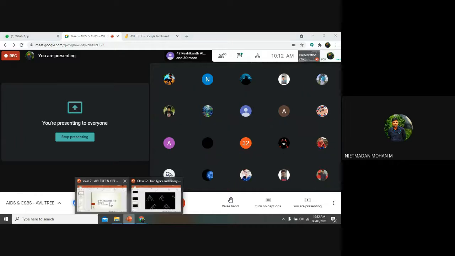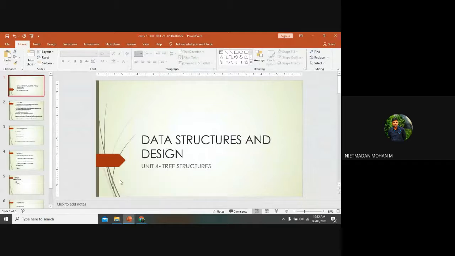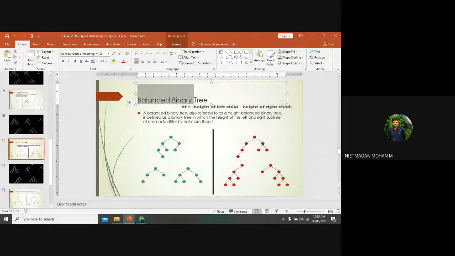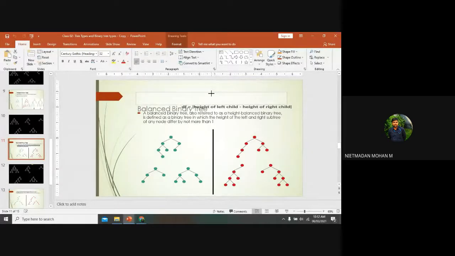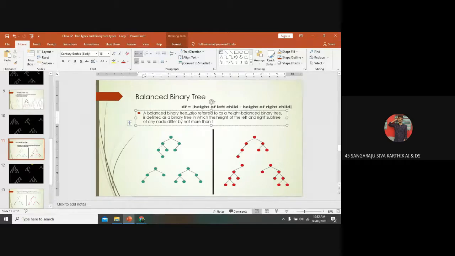Continuing with this, before going to the AVL tree, we have studied the balanced binary tree, but we have not used this balanced binary tree in our operations. Do you remember, in the tree types, we studied one balanced binary tree? We have not checked the binary tree with this formula. This is known as the AVL tree.